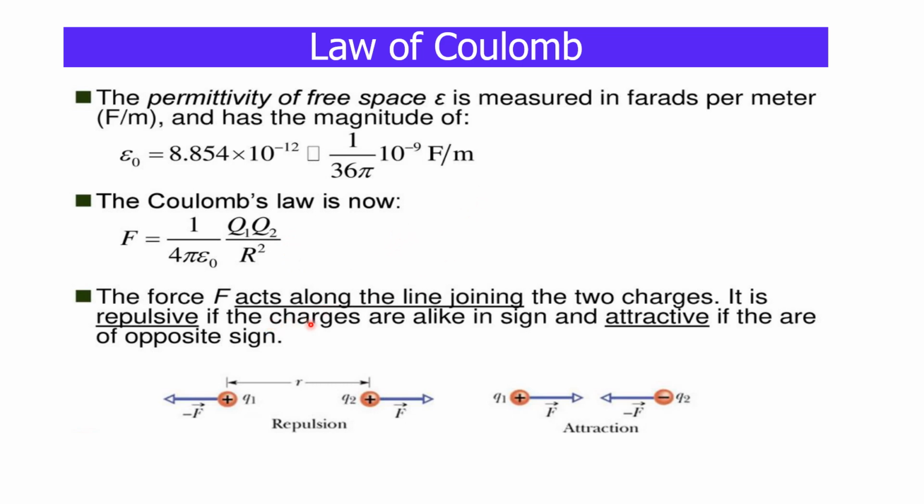The force F acts along the line joining the two charges. If we see this diagram, the force F acts along the line joining the two charges. It is repulsive if the charges are alike. In this case, both the charges are alike, so the force is of the kind repulsion. And it is attractive if the charges are of opposite sign. If we take here Q1 and Q2 of opposite sign, the force created is of attraction.